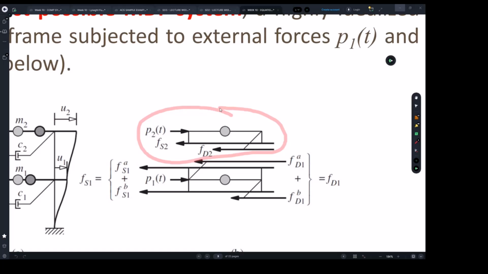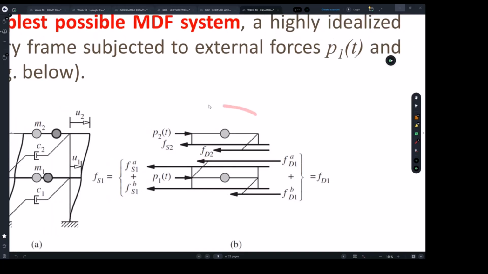Now, what kind of forces do we have there? We have the external force acting to the right, and to resist that force, we're going to have the stiffness force or elastic force pushing to the left, and also a damping force pushing to the left as well, right? If we have damping in the system, and here there was damping in the system. Same thing for the first floor, to make it independent of the other floors.